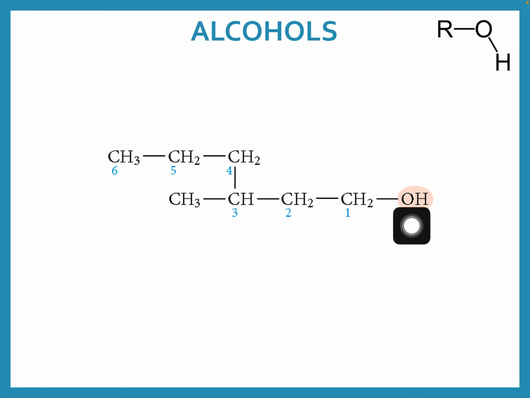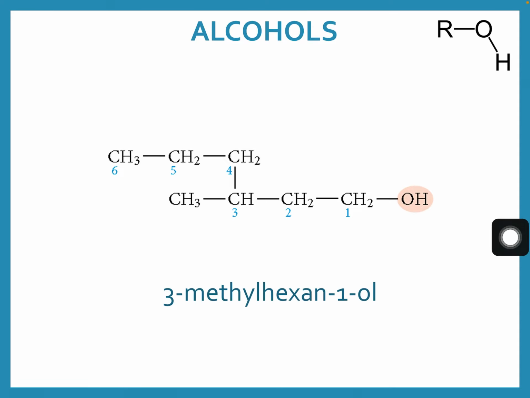And then we have the hydroxyl group. So we're going to chop off the E from hexane and add OL. So hexanol. And we're going to add in the 1. So the OL is what tells us we have an alcohol, or the hydroxyl group, and it's on the 1st carbon. So that's going to become hexan-1-ol to give us the position of the alcohol. And then off the 3rd carbon, we have a methyl group. So this is going to be our prefix, the 3-methylhexan-1-ol.